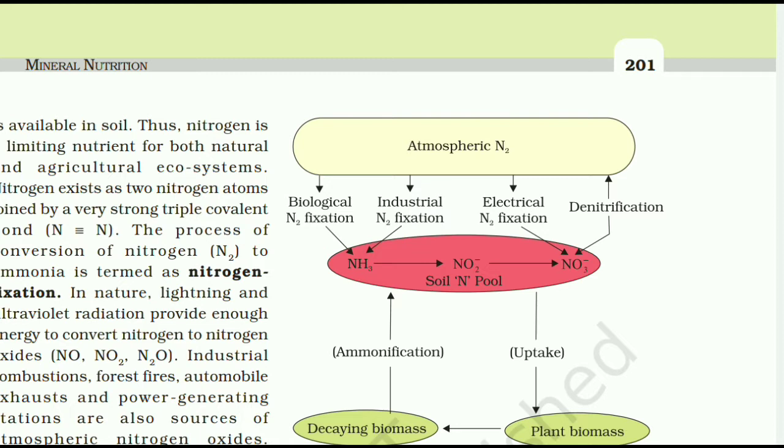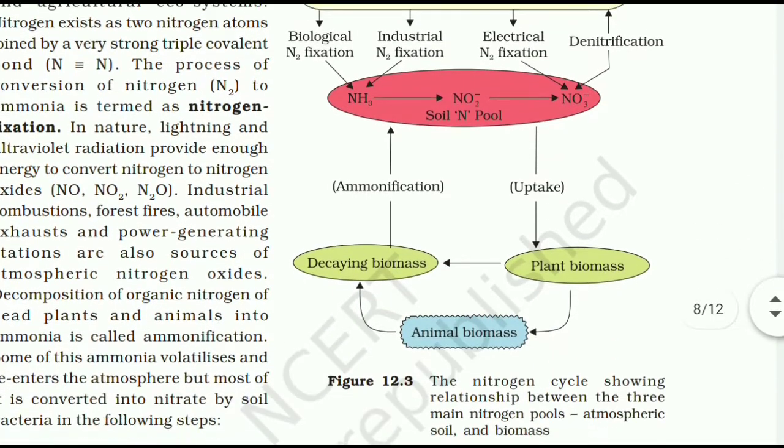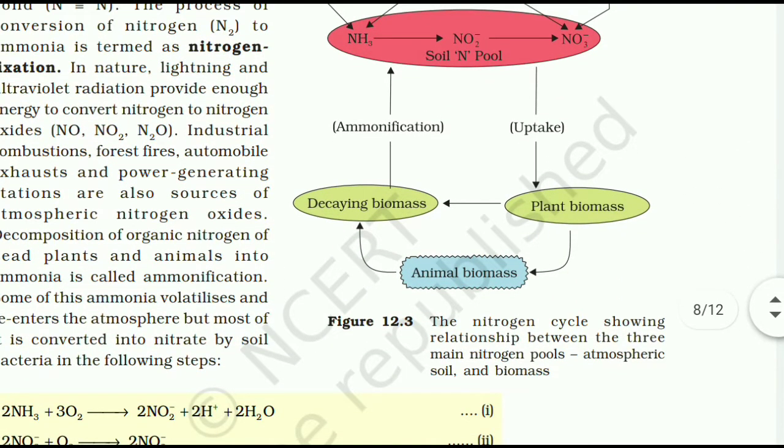Nitrogen exists as two nitrogen atoms joined by a very strong triple covalent bond. The process of conversion of nitrogen to ammonia is termed nitrogen fixation. In nature, lightning and ultraviolet radiation provide enough energy to convert nitrogen into nitrogen oxides like NO, NO2, N2O. Industrial combustions, forest fires, automobile exhaust, and power generating stations are also sources of atmospheric nitrogen oxides.